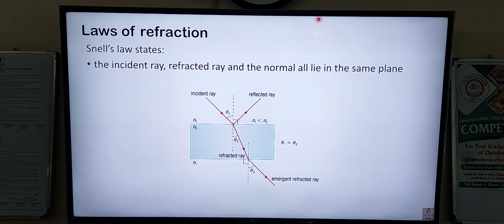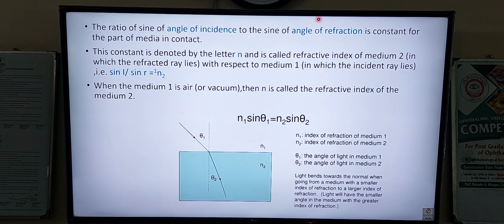Let's discuss the laws of refraction. So like the law of reflection, the incident ray, the refracted ray and the normal, they all lie in the same plane. This is the first law of refraction. The second law is the ratio of sine of angle of incidence to the sine of angle of refraction. Snell says that it is constant for a particular pair of the medium in contact.